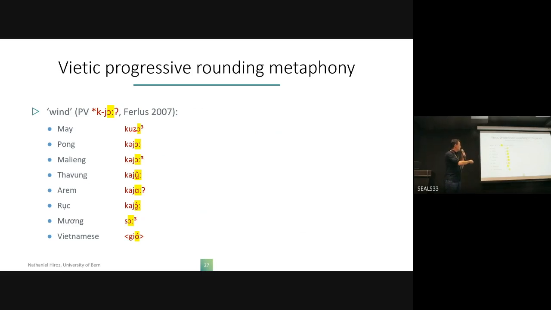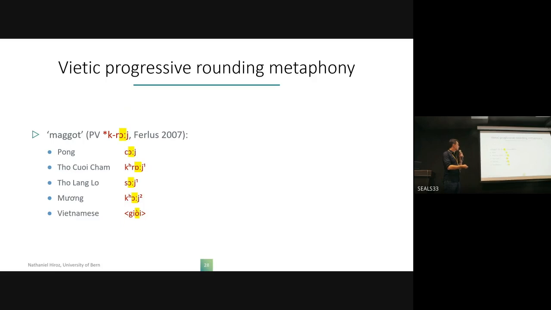Let's go back to the word for wind. We have o or similar vowels throughout Viedic, so it reconstructs all the way to Proto-Viedic. And the word for maggot, same thing. Unfortunately, we don't have languages like Arem, Ruk or Maï, which don't have these roots, but still.